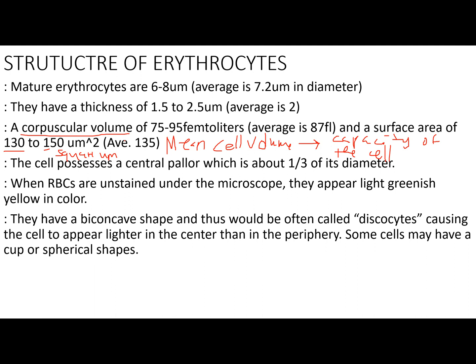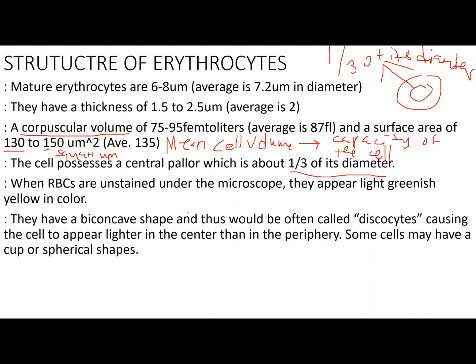So, same with the surface area of your RBC. Ang unit is square micrometer. Average is 120 to 135 square micrometer. Now, the cell would possess a central pallor which is about one-third of its diameter. So, ito daw central pallor na to, class, itong nasa gitna, is one-third of its diameter. Ganon siya kalaki.